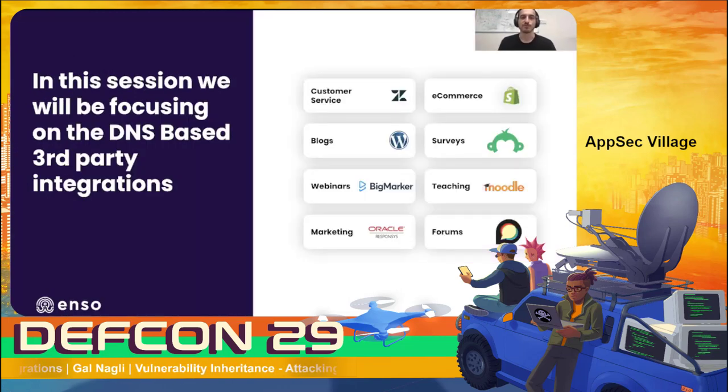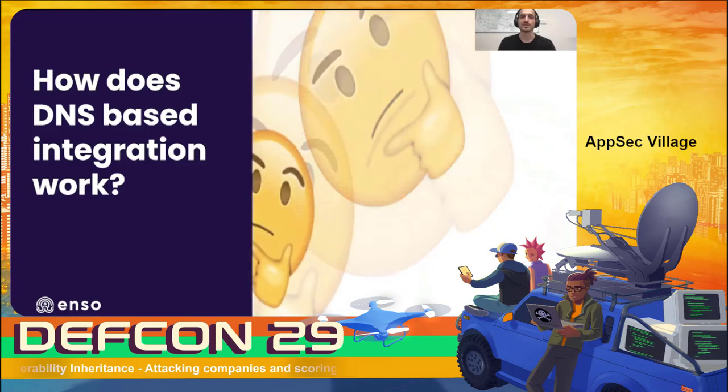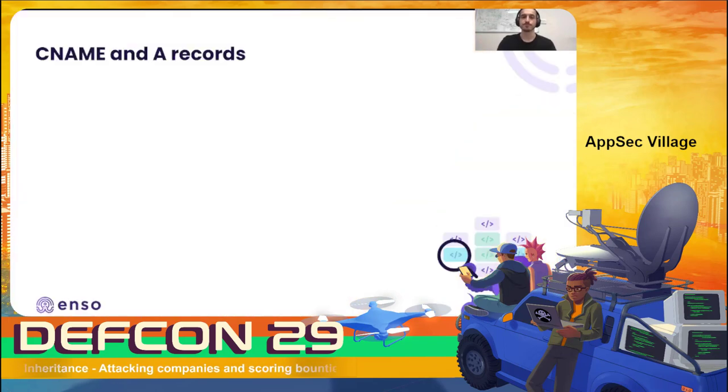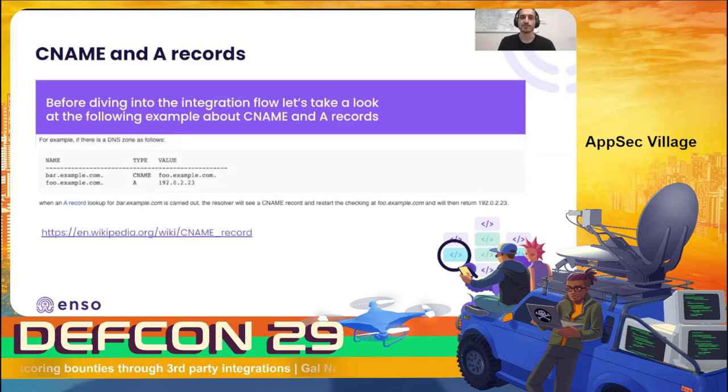In this session, we will be focusing on the DNS-based third-party integrations. First, let's go over how DNS-based integration works. So we have CNAME and A records. Before diving into the integration flow, let's take a look at the following example about CNAME and A records. This is an example from Wikipedia. We have a DNS zone as the following: bar as a subdomain, for example bar.example.com, with a CNAME record to foo, and we have the foo subdomain with an A record to a certain IP address.